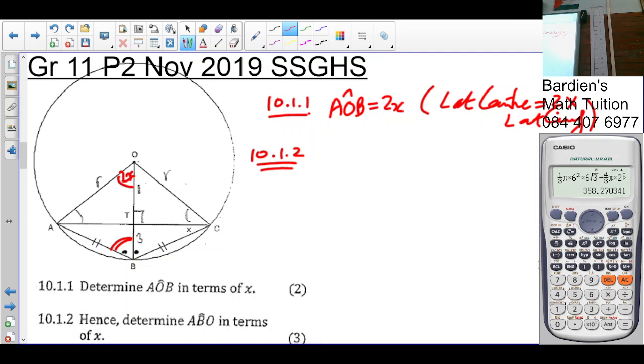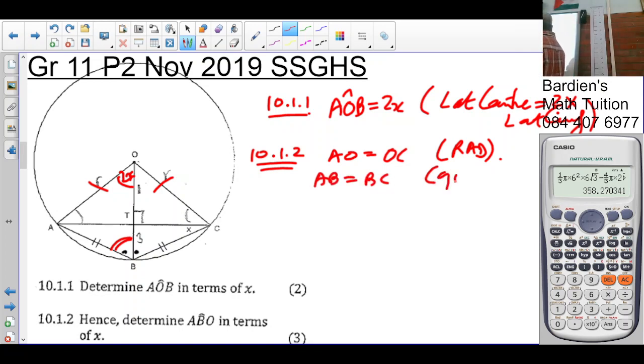These two lengths are equal, and of course AO is equal to OC. Why is AO equal to OC? It's your radius there, so that is equal to that. Then we are told that AB is also equal to BC. Why is that equal? Because that was given to us. So what type of shape is this then? A kite. It's a kite.